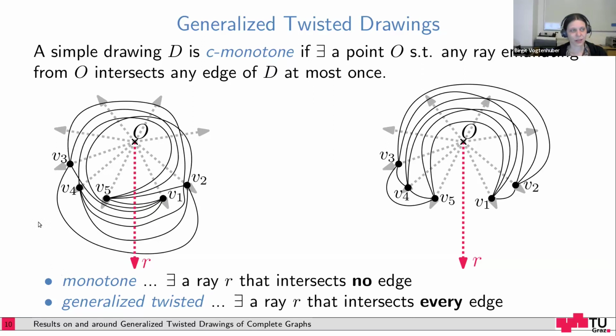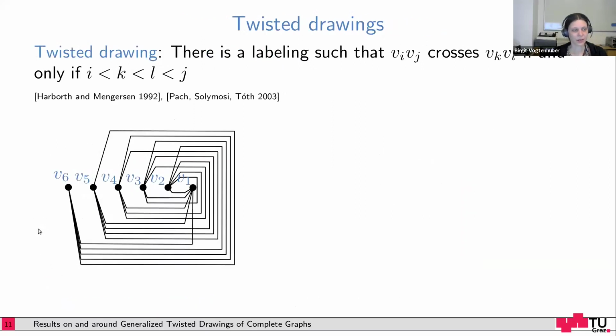Why the name generalized twisted? Well, this comes from so-called twisted drawings. I've mentioned it before. So a twisted drawing of a complete graph is one where there is a labeling of the vertices such that the edge ViVj crosses the edge VkVl if and only if i, k, l, and j are in this order. So they're not interleaving and have this special order.